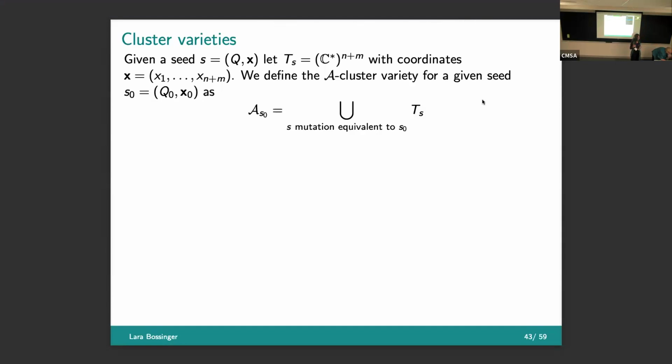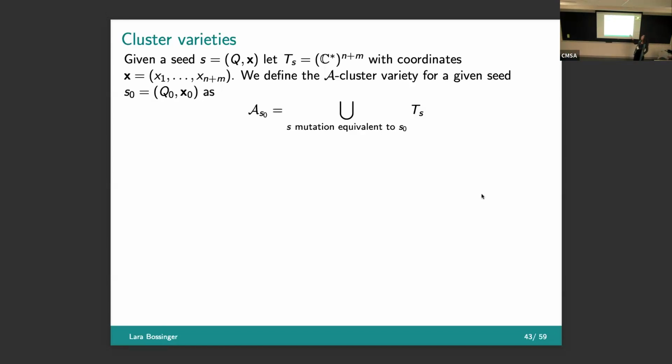Okay, so let me quickly repeat for the Zoom people. Today I'm going to explain a more geometric approach, used by Fock and Goncharov, that associates an algebraic torus C star to the n, to every seed, and we're going to construct a variety or a space, a scheme out of this.